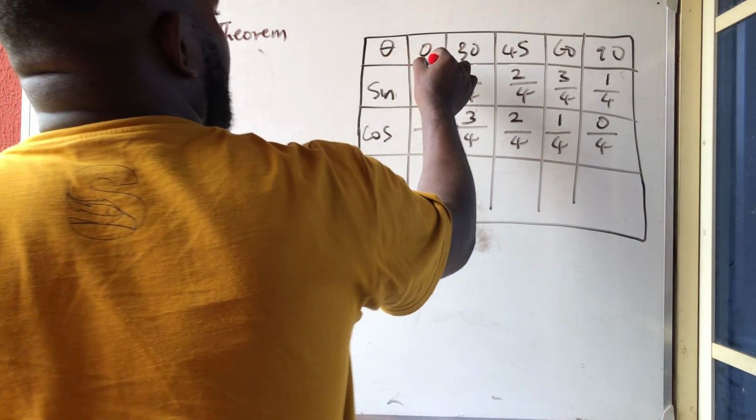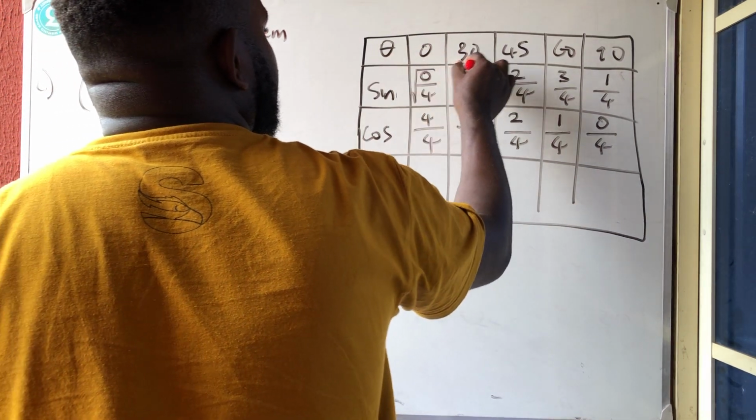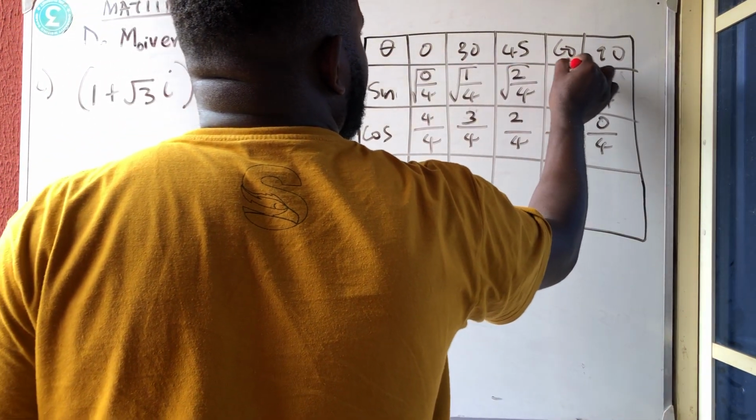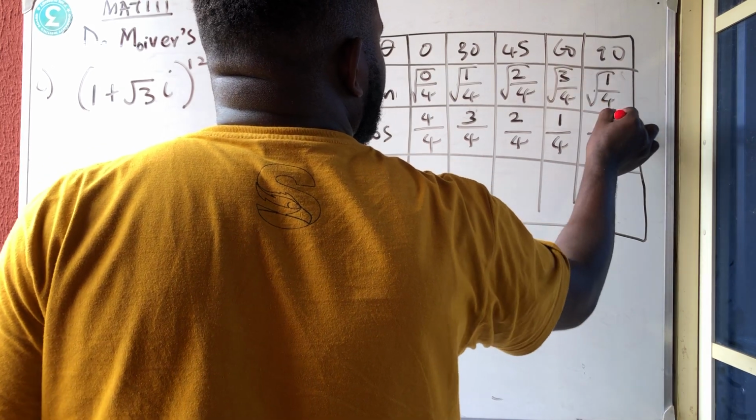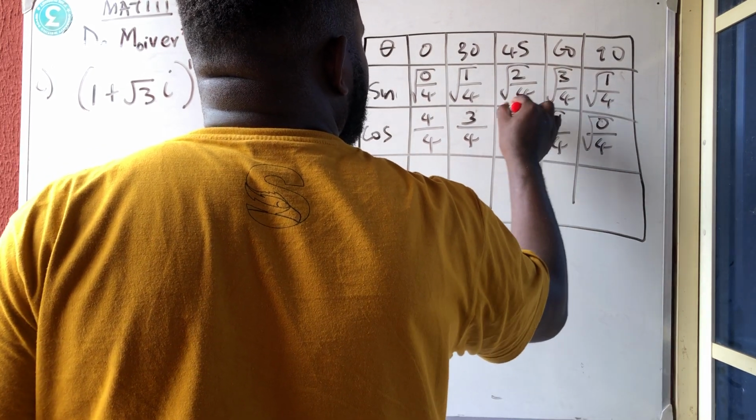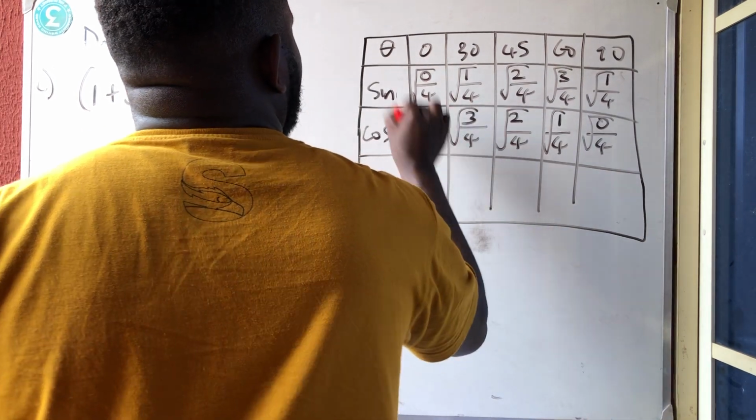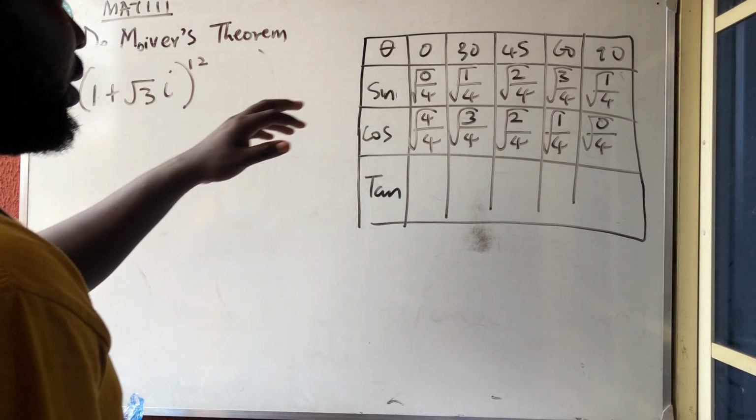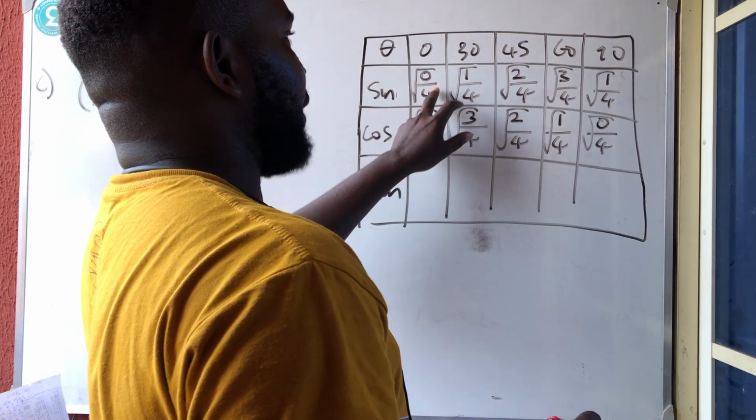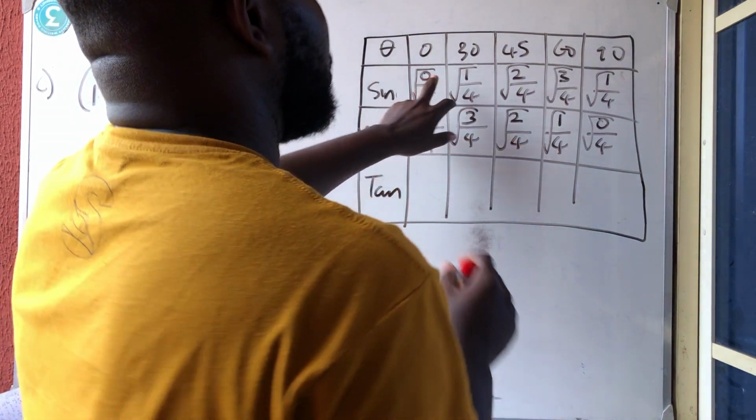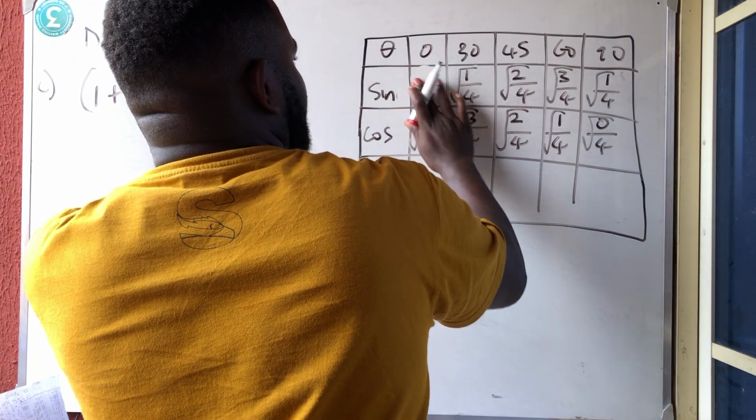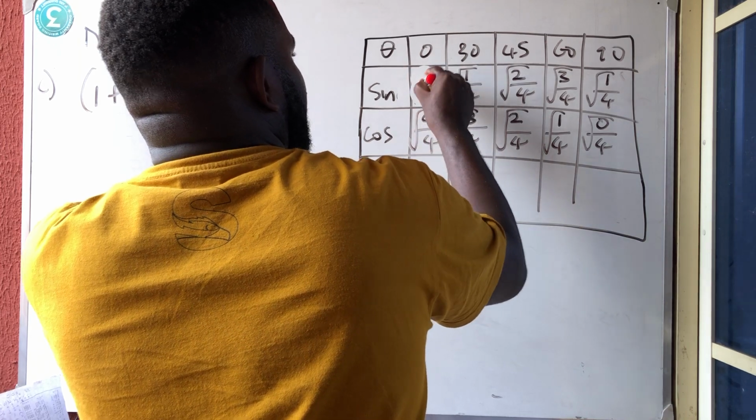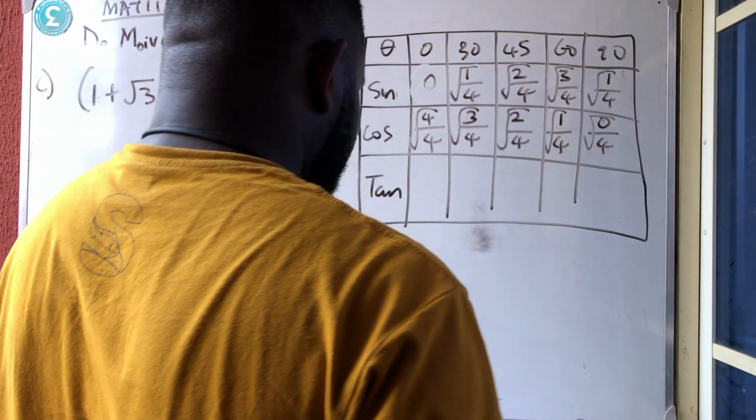Then find the square root of everything, and that is the answer. So sine 0 is 0, because 0 divided by anything is 0. So the answer here is 0. Please don't forget how I got that 0.